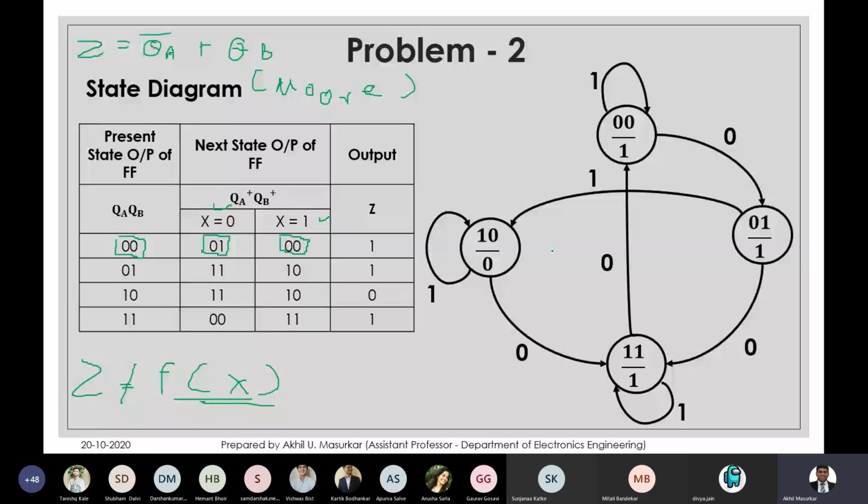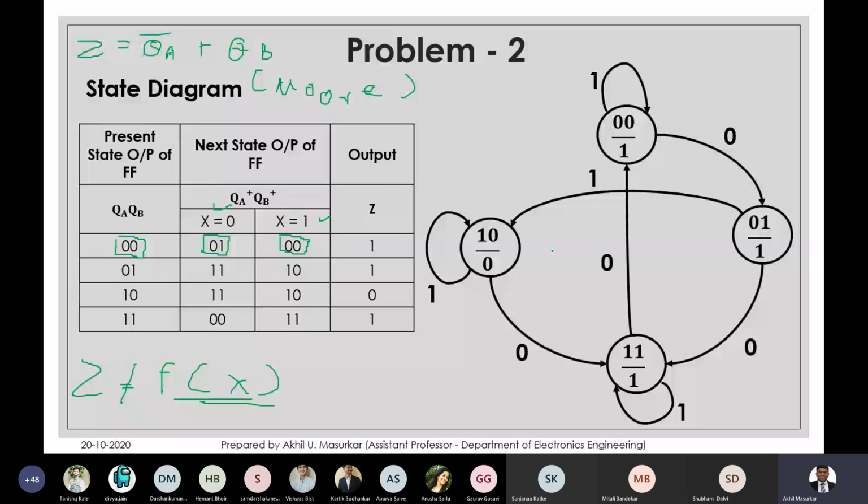Sir, the output for present state 0 1 should be 0, right? That is if you are considering a XOR. Yes, sir. But we have considered OR, na? Okay. So should we change it? It's up to you, it doesn't matter.